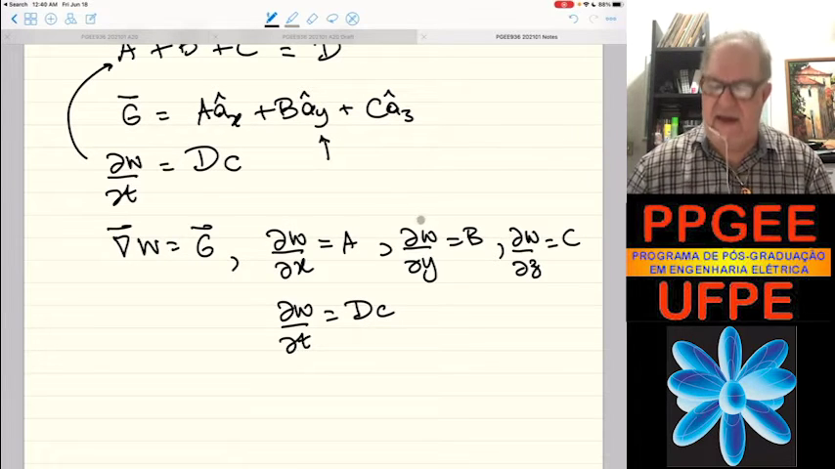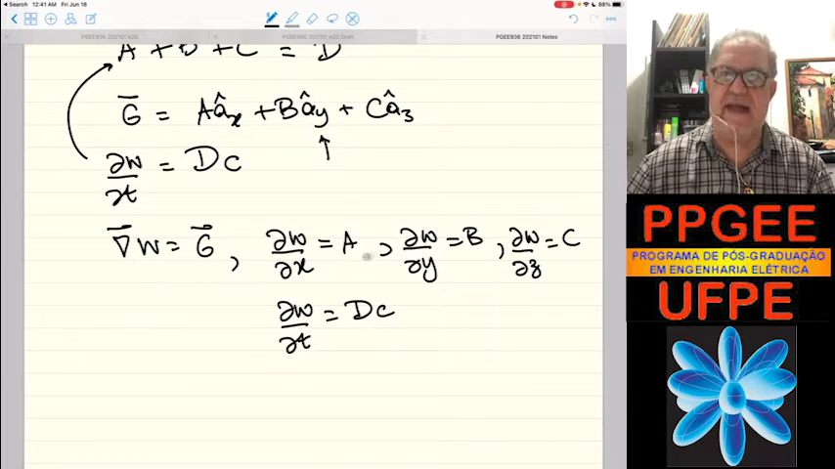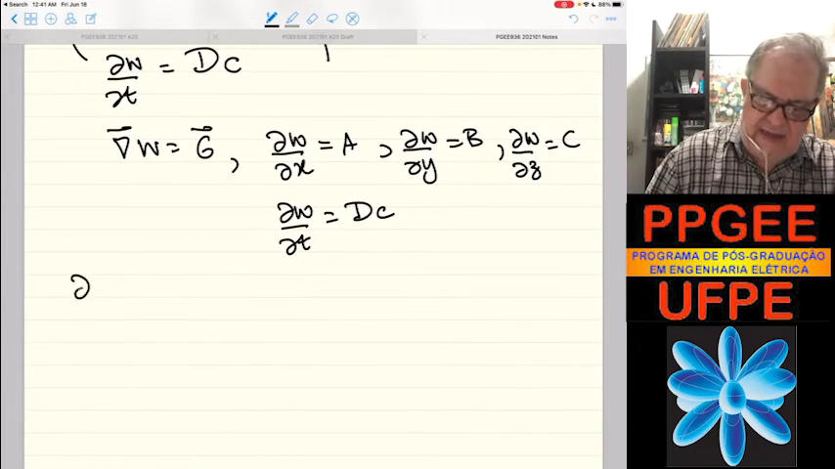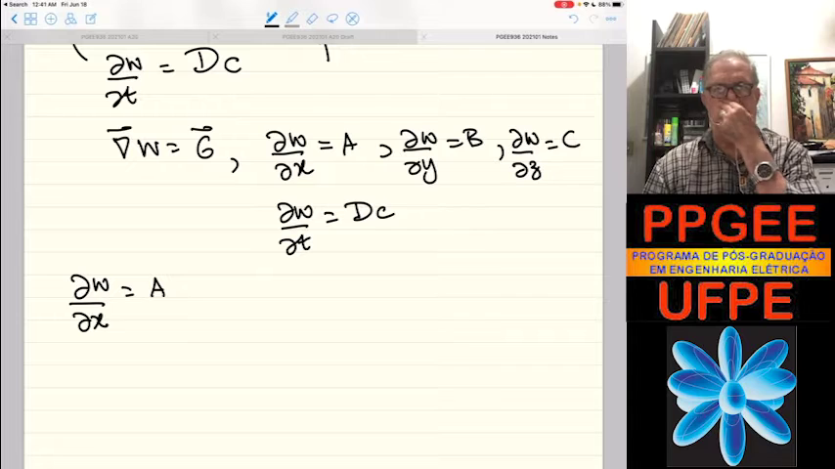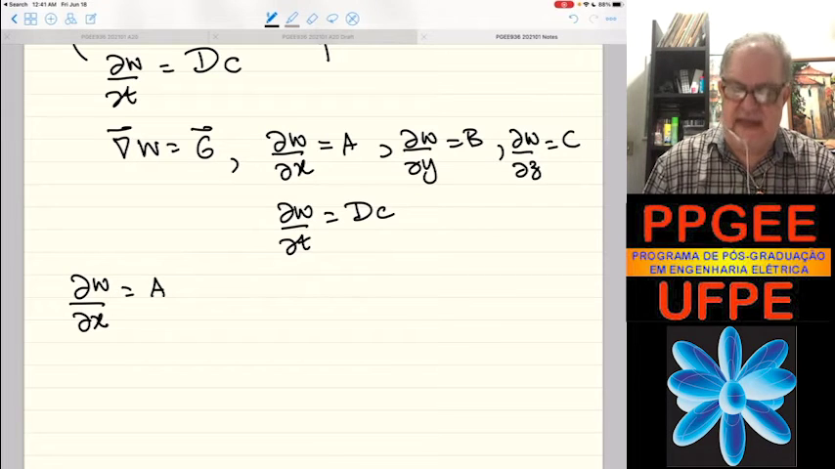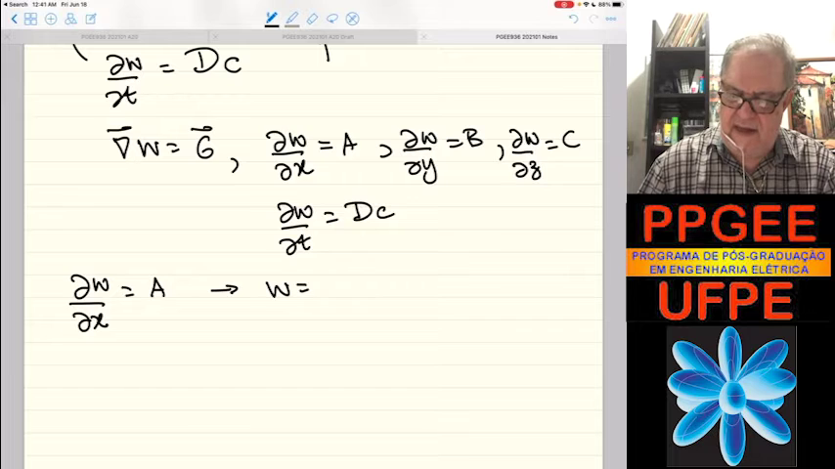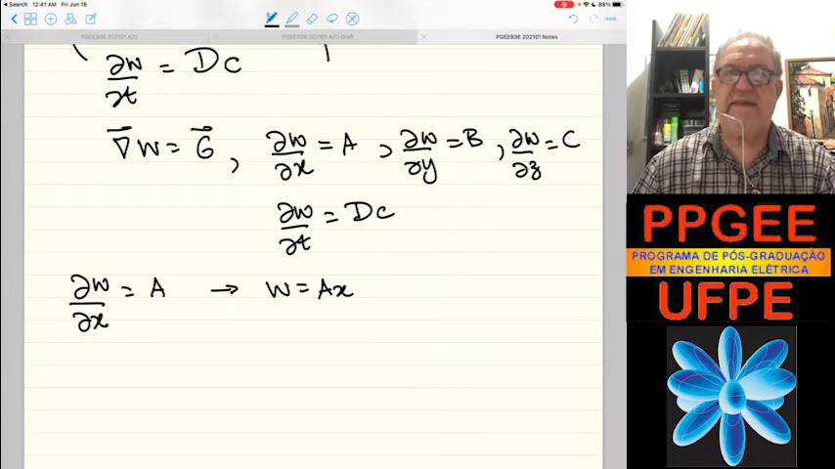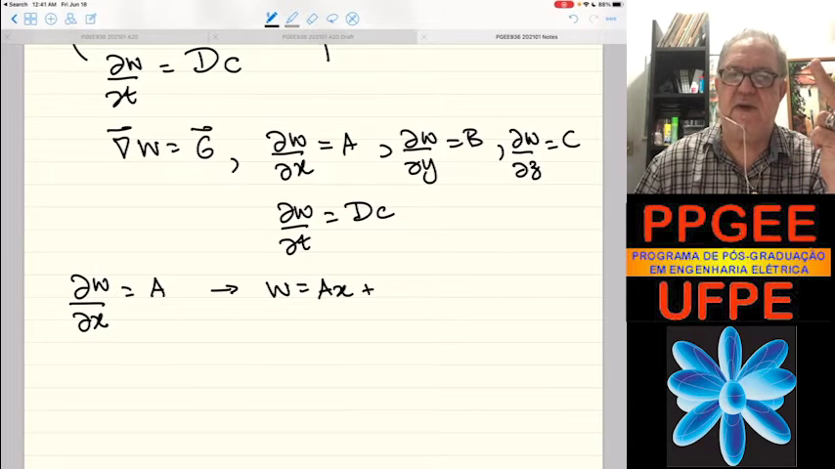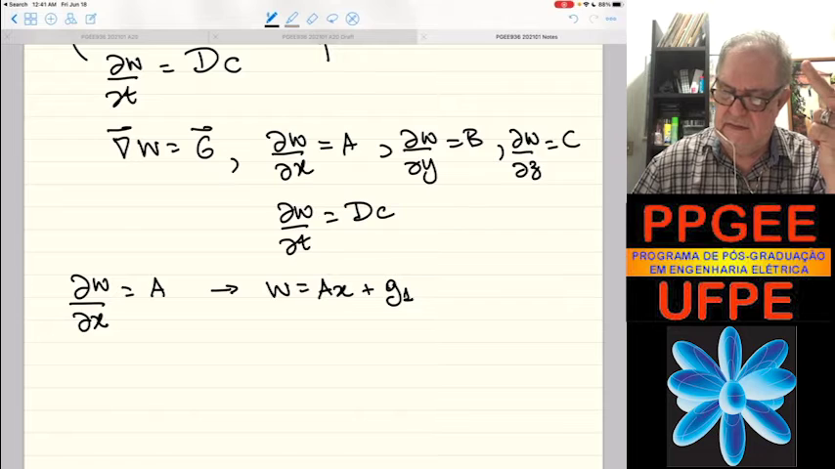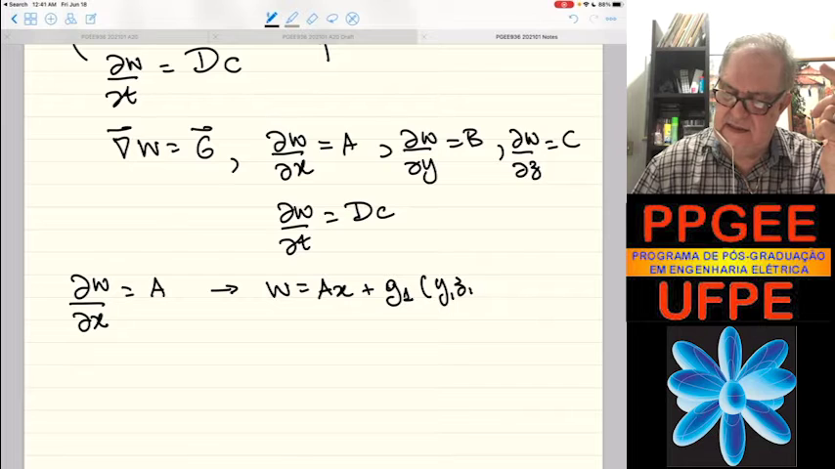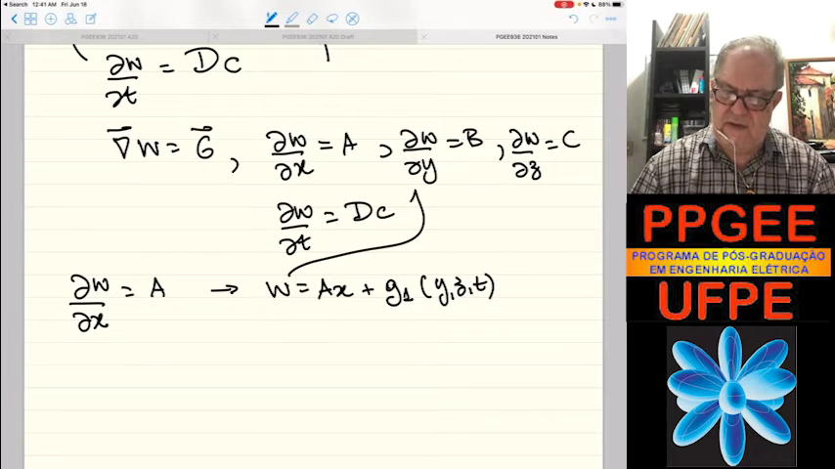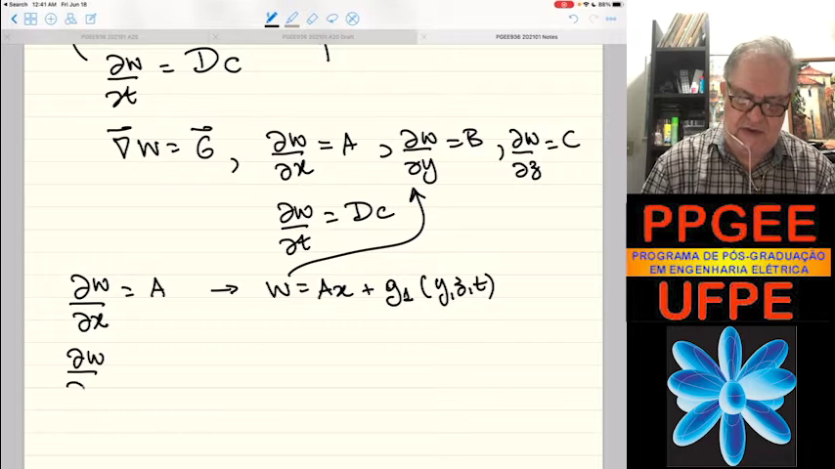So now I have differential equations for W. Let's determine W, okay? So dW dx equals A, right? If I integrate on both sides, W is going to be A x plus a function of y, z, and t. Let's call that G1. Not y, x, right? y, z, and t. Then we go and plug into the second equation. dW dy equals B.